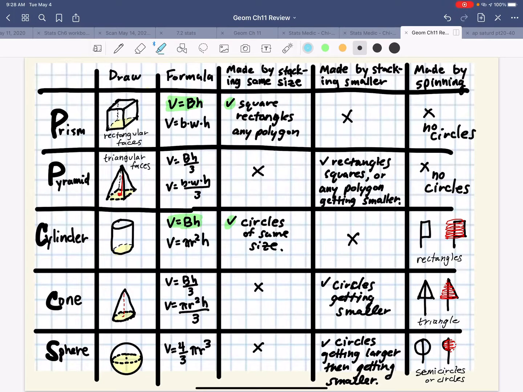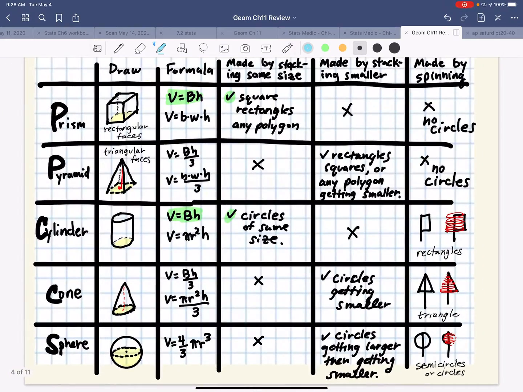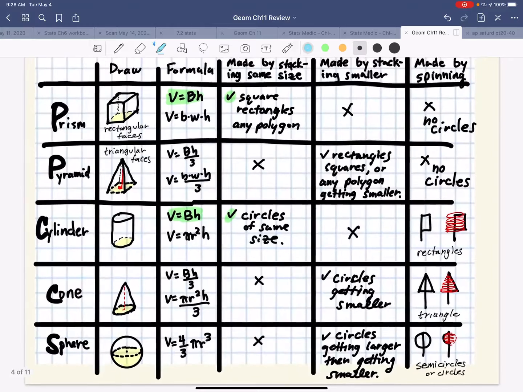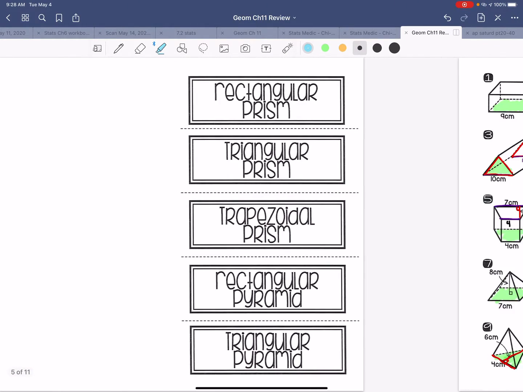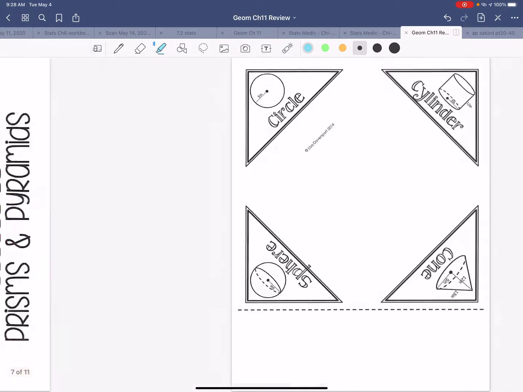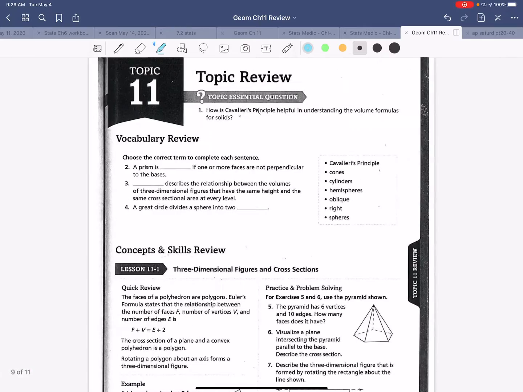Hey guys, in this chapter review, we did this table, and you can do this on a piece of graph paper or really a piece of notebook paper. It really doesn't matter. We did what's called the blue foldable. That's this one on prisms and pyramids. And we did this square foldable on circular things. Okay, so I'm going to go over each one.